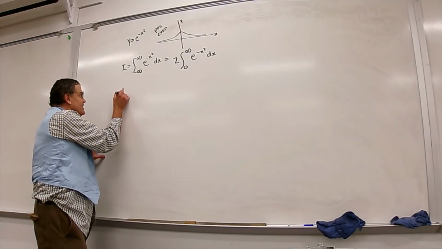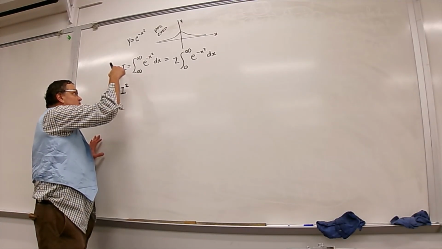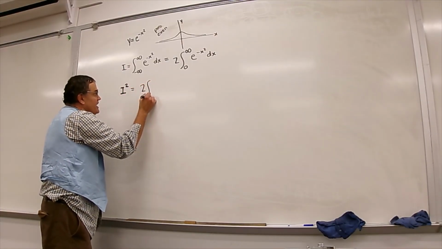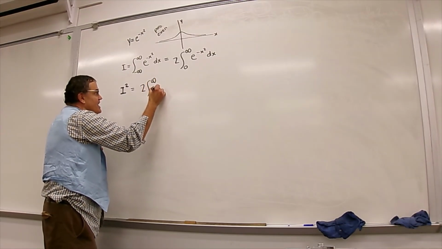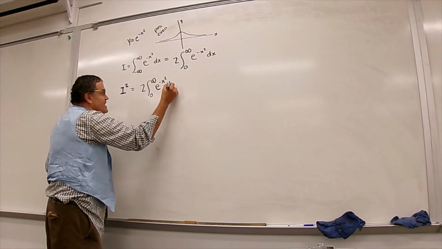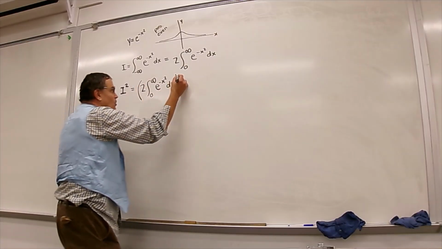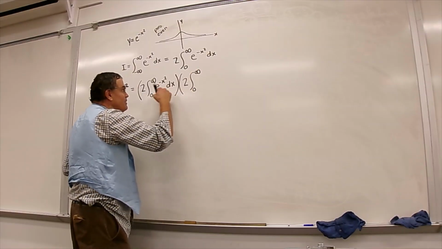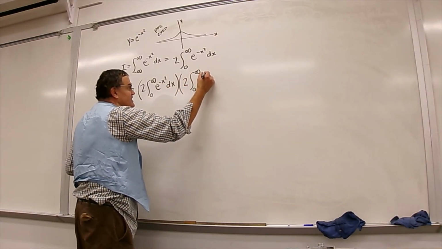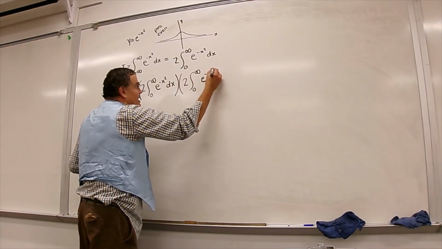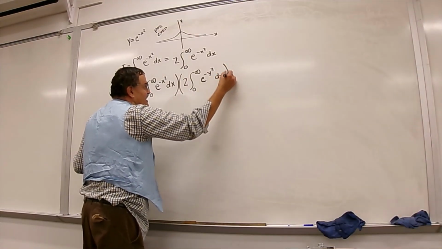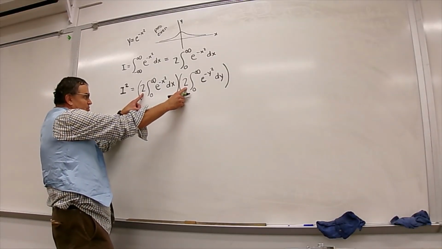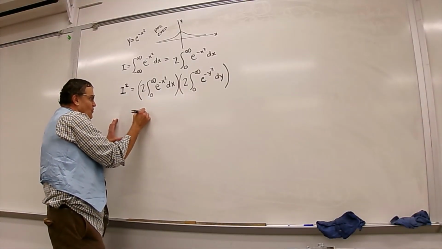So what I'm going to consider is squaring it. Square I. And what you end up getting is 2 copies of this. 2 integral from 0 to infinity of e to the negative x squared dx, multiplied by 2 times the integral from 0 to infinity, I'm going to change the letters out, it's not going to make a difference, of e to the negative y squared dy. Okay, so that's what I'm doing now. I'm going to go ahead and say 2 times 2 is 4.